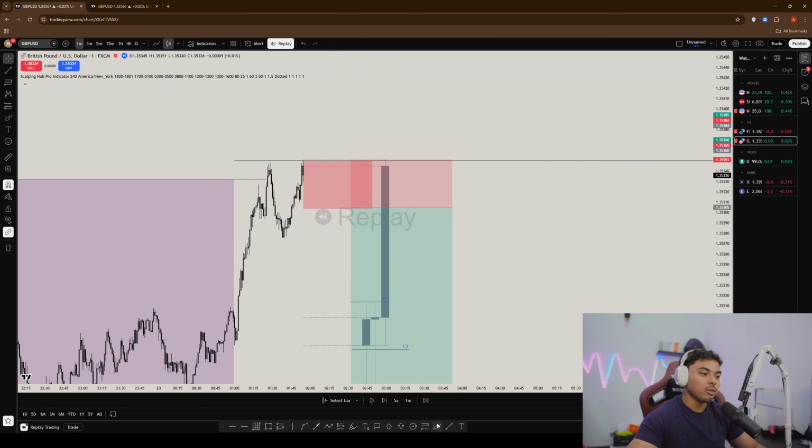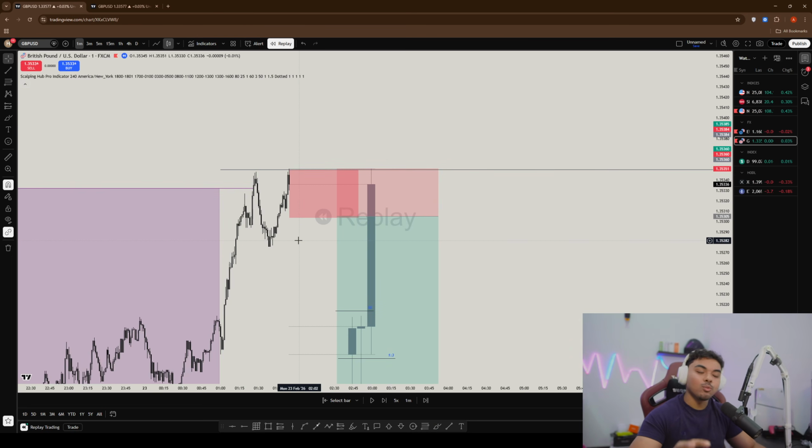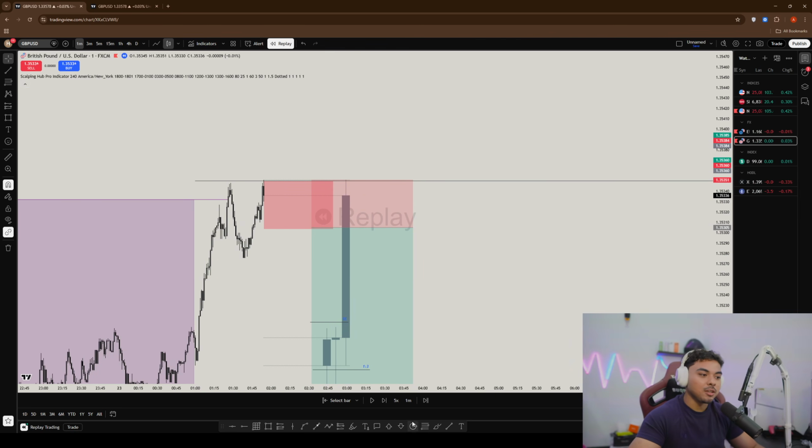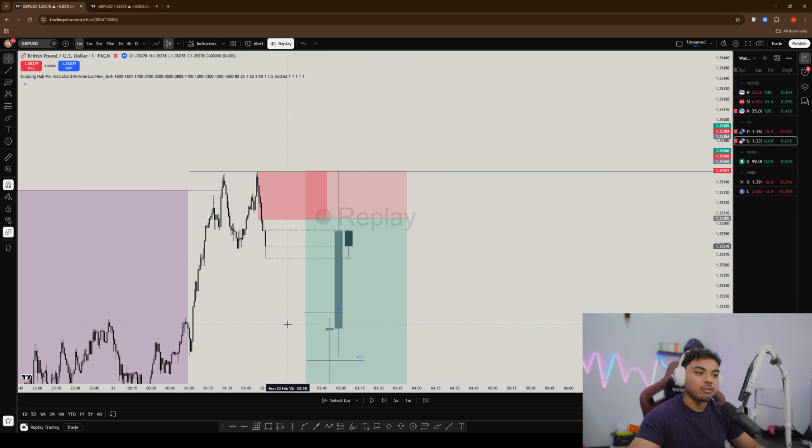Not the entry yet. Over here, right? This is what you guys call change of character, market structure shift, yada yada yada, whatever. That's not my entry, right? And that's where the majority of the entries would be, right? They want to enter after the market shift, whatever. No, that's not mine. Now, again, it's a sort of an entry model.